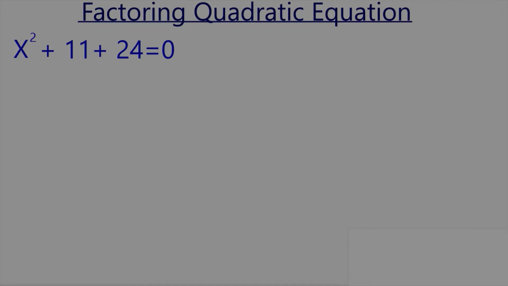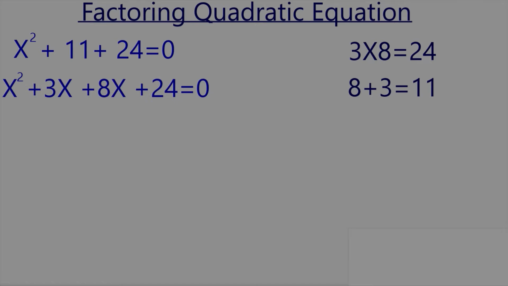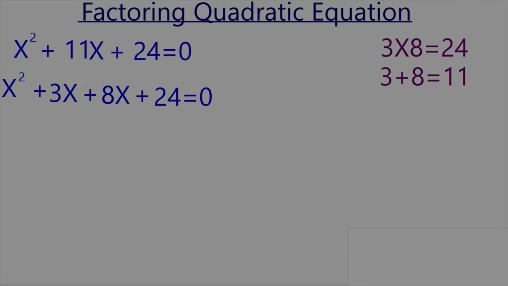Let's solve this one. We want to focus on what two numbers we could multiply together to get 24. Those two numbers should add together to give back the middle term, which is 11. Those two numbers are 3 and 8. 3 times 8 equals 24. 8 plus 3 equals 11. We need to write back the x squared term plus 3x plus 8x equals 0. Notice if we add 3x plus 8x, we get 11x.